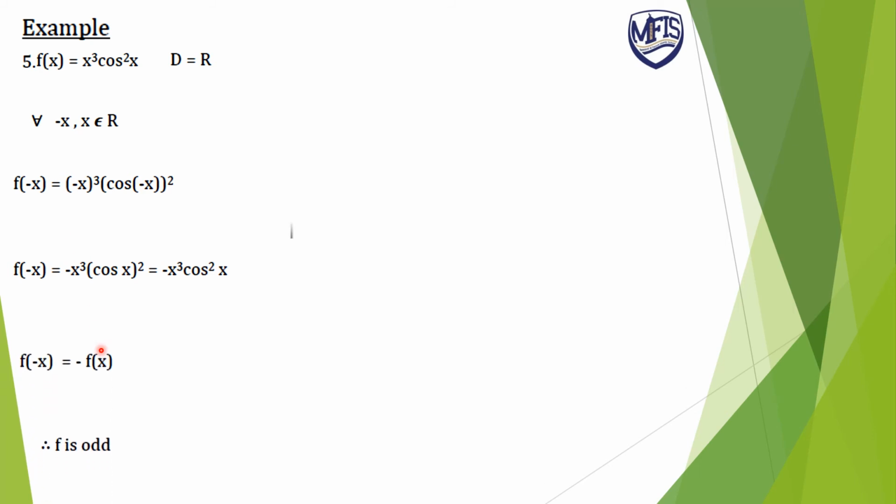That's right. Okay, number 6: f of x equals absolute x plus cosine 3x. This function's domain equals R.